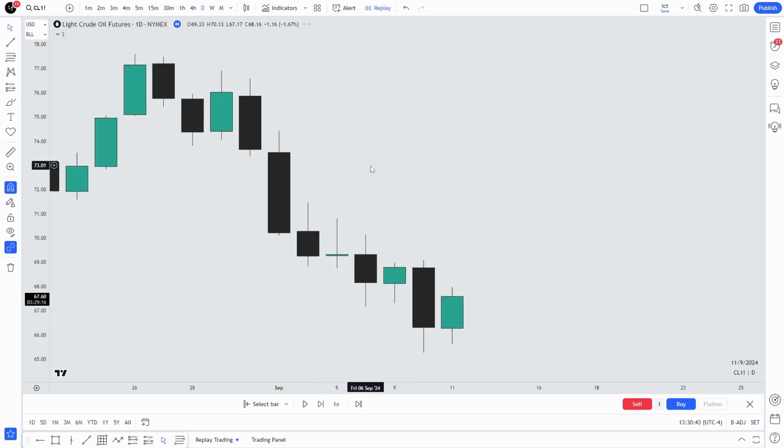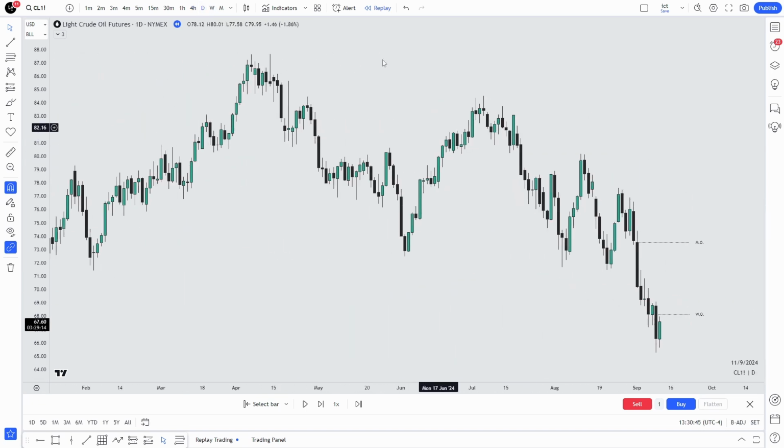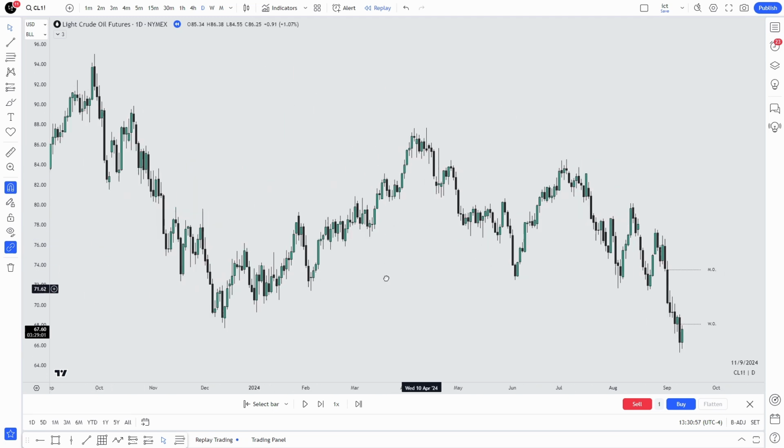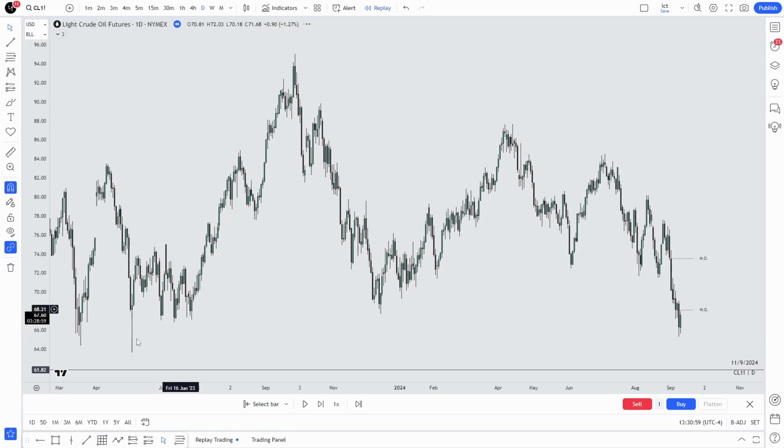If we head over to the daily chart, you can see we've obviously had bearish institutional order flow. And if we've had bearish institutional order flow, we remain bearish until a higher time frame level is taken out. The higher time frame level being these lows down here. This to me is the obvious draw on liquidity.